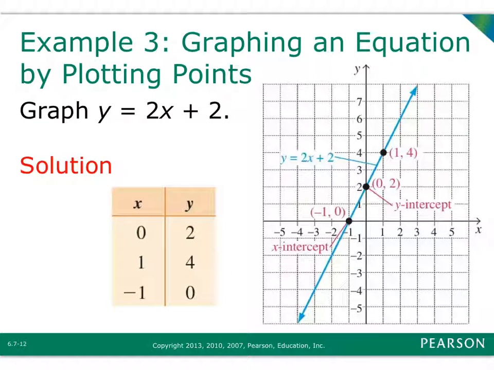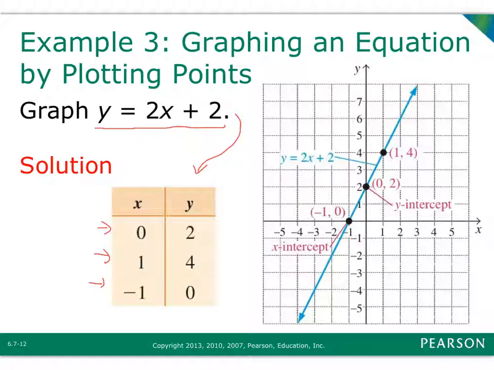So our first equation in graphing an equation by points is we're going to graph y equals 2x plus 2. And from this, we're going to create the following table. We're going to allow x to be the following points. x is going to be either 0, 1, or -1.